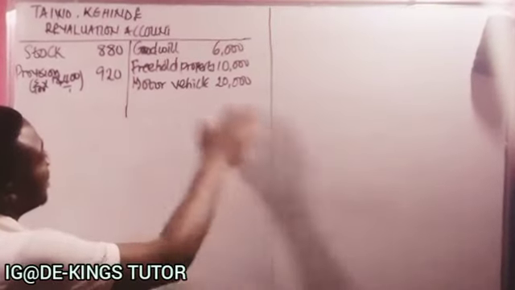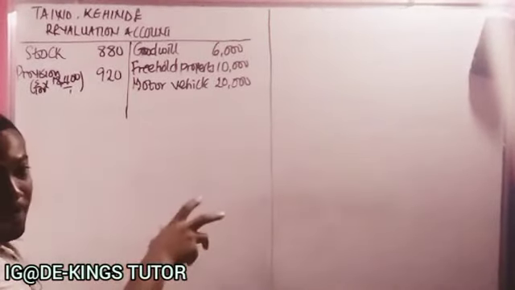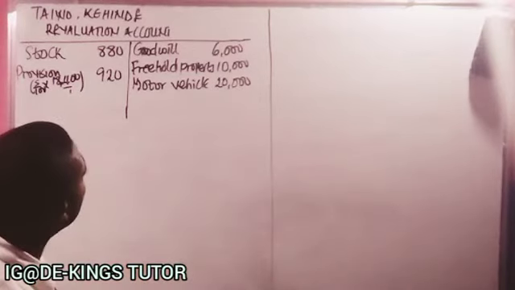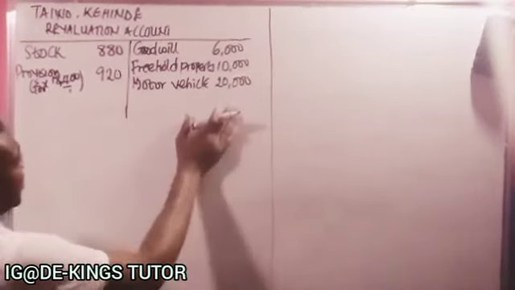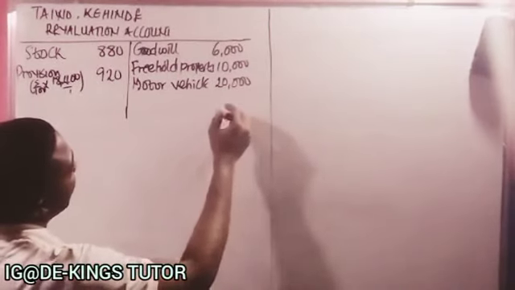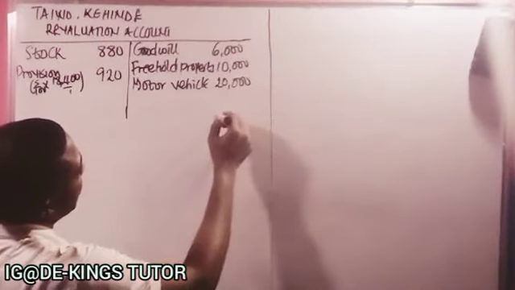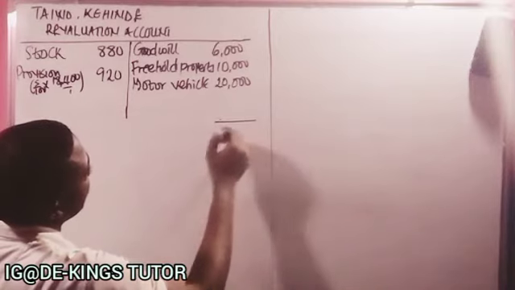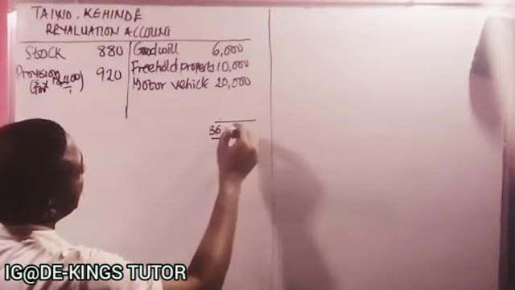So we are going to check if there is profit or loss. Okay, so now it is obvious that the increase in assets is higher than the decreases. So we are going to have 6,000 plus 20 plus 10, which will give us 36,000.